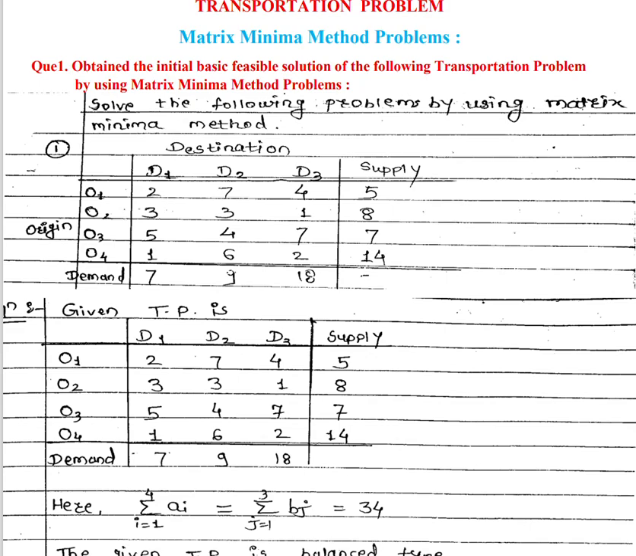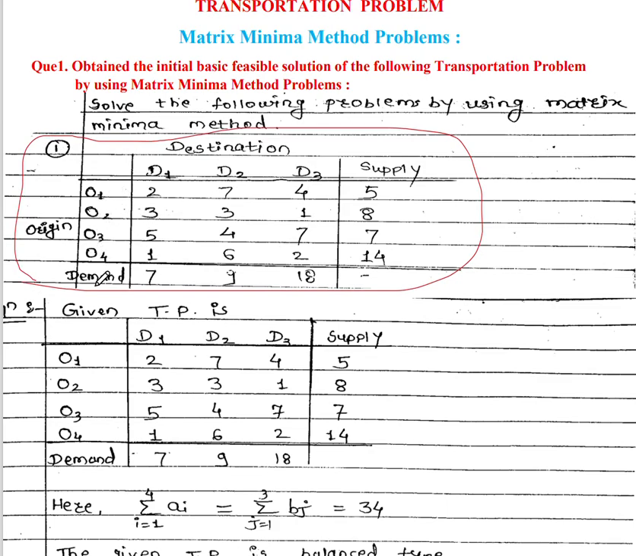Okay, so this is the given transportation table, where destinations are D1, D2, D3 with origins O1, O2, O3, O4. Here the costs are 2, 7, 4, 3, 5, 3, 3, 1, 5, 4, 7, 1, 6, 2, 7. Sorry, demands are 7, 9, 18, supplies 5, 8, 7, 14. Okay, so this is the given transportation problem.